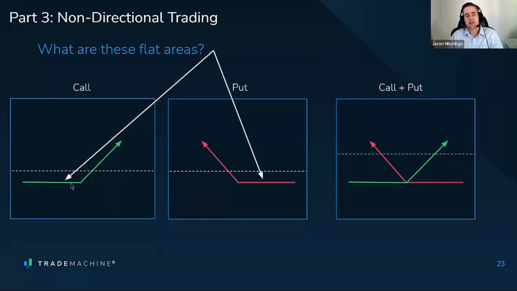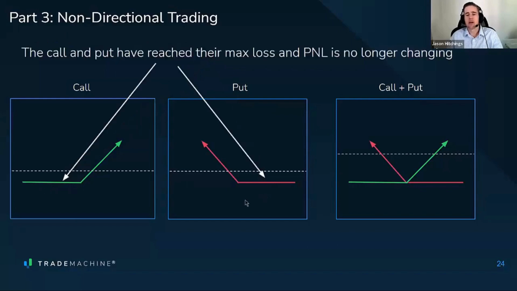What are these flat spaces? This is the area for the call below the strike price where you've hit your maximum loss. There's no change in value as the stock goes down an extra dollar. Like if you own a 50 strike call, there's no difference for you if the stock's at 40 or if the stock's at 30. So these flat lines, you've already hit your max loss. And same with the put if the stock's too high.